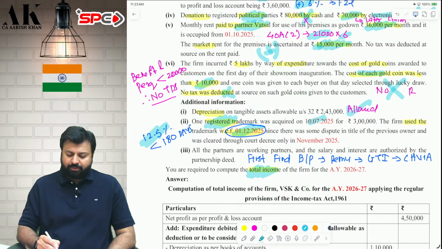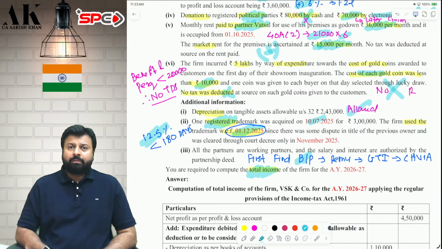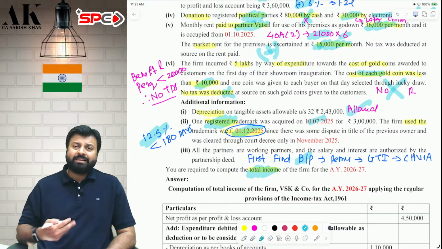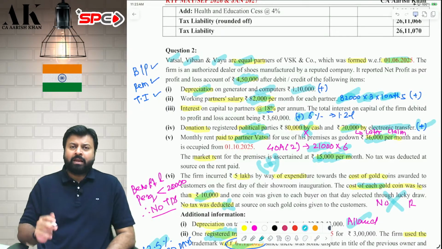After that, you compute book profit, and then find out the maximum remuneration allowed. Up to 6 lakh book profit, 90% of book profit. Above 6 lakh, 60% of book profit. Compare that with actual. Actual is how much? 82,000 into 3 into 10. Whichever is lower will be allowed.